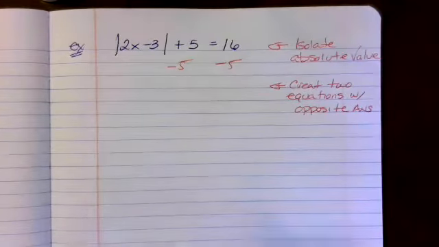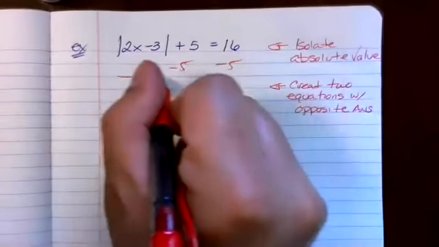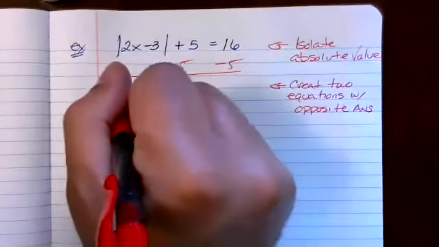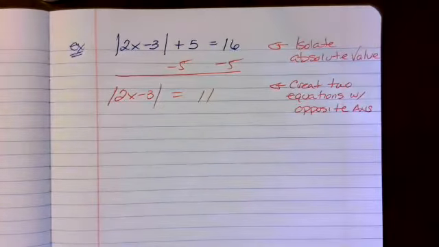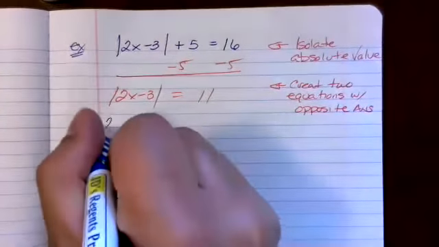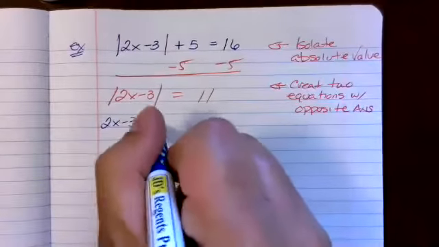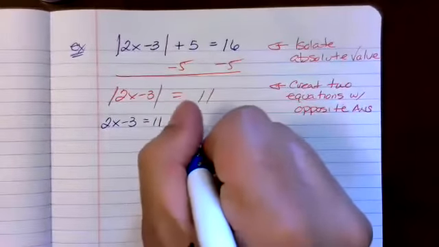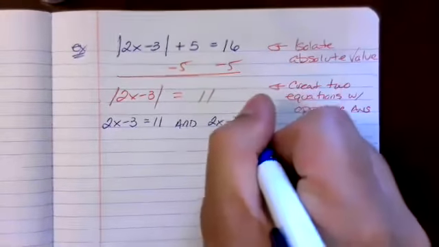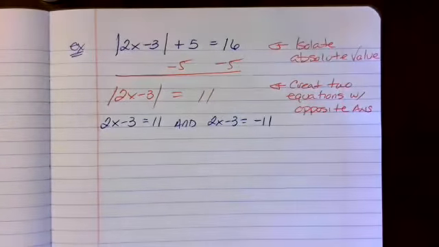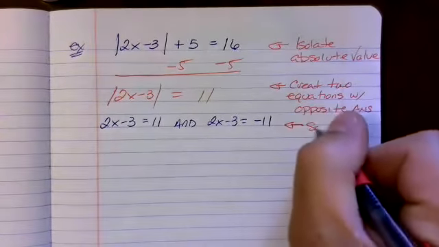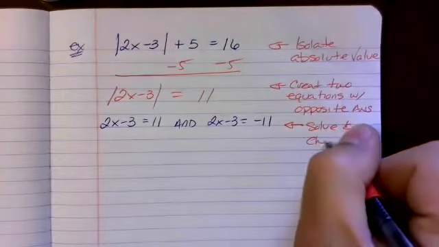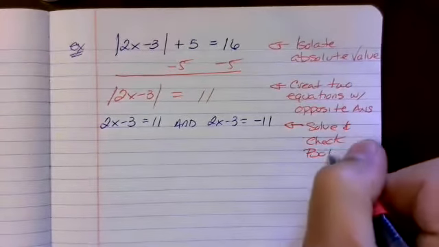So I'm going to have to subtract 5 from both sides of the equation. So I'm going to have the absolute value of 2x minus 3 is equal to 11. My absolute value is by itself, so I could create two equations. 2x minus 3 is equal to 11, and 2x minus 3 is equal to -11. Solve and check both.